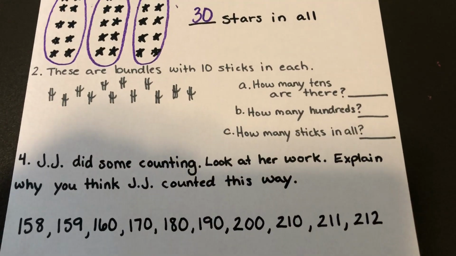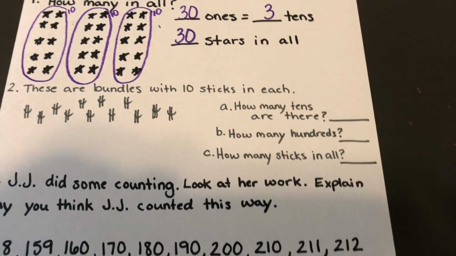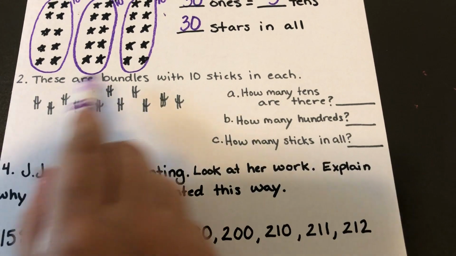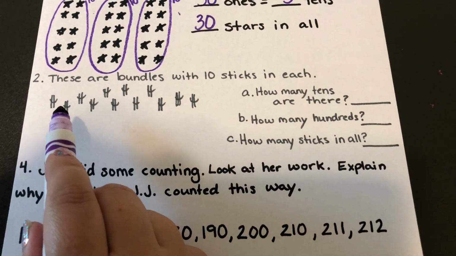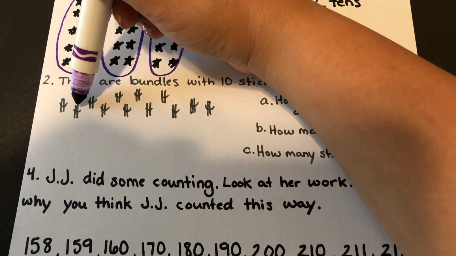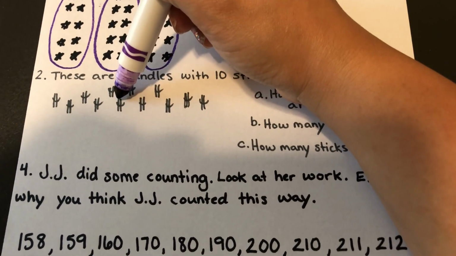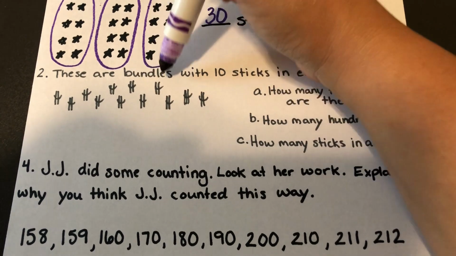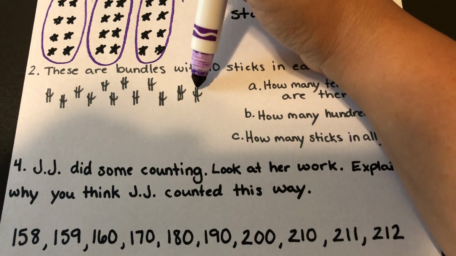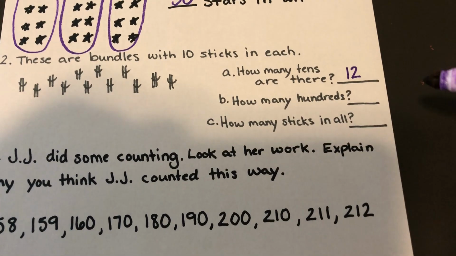I'm looking at number 2. It says these are bundles with 10 sticks in each. The first question says how many tens are there? All right, well, each of these bundles, each one is a 10. So this would be 1 ten, 2 tens, 3 tens, 4 tens, 5 tens, 6 tens, 7 tens, 8 tens, 9 tens, 10 tens, 11 tens, 12 tens. So in mine, there are 12 tens.